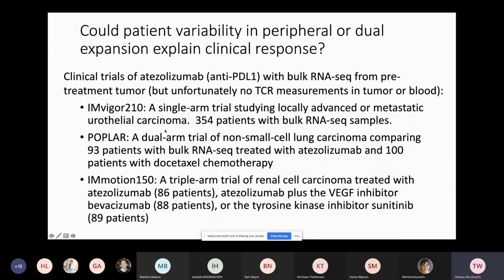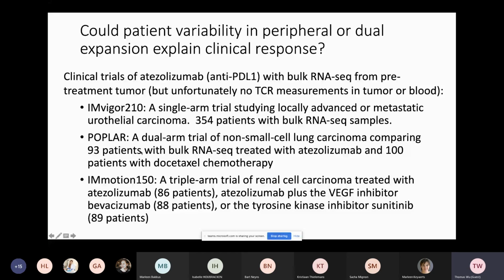So I'm going to turn now to the clinical implications of our study. And so we saw that different patients have different degrees of peripheral expansion and also this dual expansion in tissue. And the question is, how does that relate to clinical response? Unfortunately, none of our clinical trials in our company had any TCR measurements in either tumor or blood. We did have bulk RNA-seq measurements. And so we're going to try to use the gene expression as a proxy for dual expansion by using gene signatures.